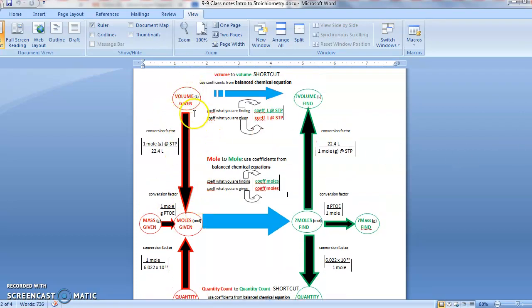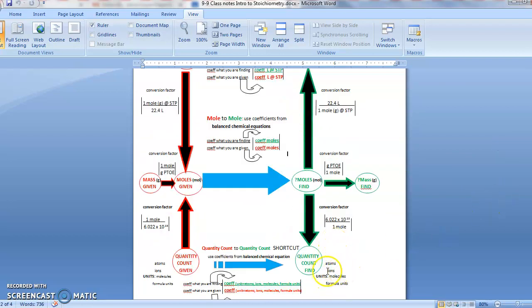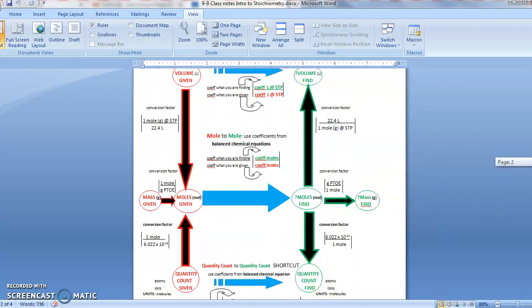A certain volume of oxygen. So they gave us a volume of oxygen and they want to know how many molecules of water you could make. How many steps would that problem be? 1, 2, 3. First, we would divide by 22.4 liters. 1 mole of any gas is 22.4 liters. So if they gave you the volume of that gas, you would multiply it by 1 mole over 22.4.